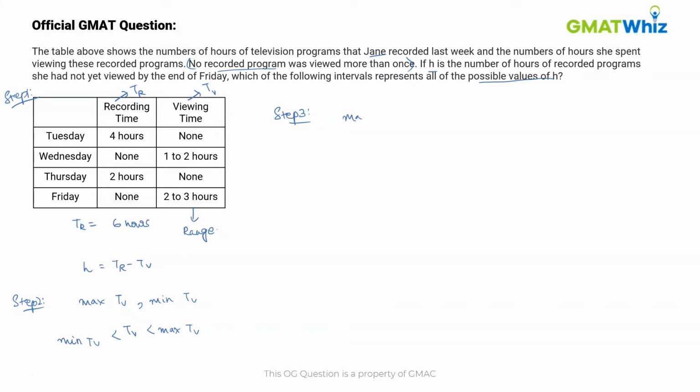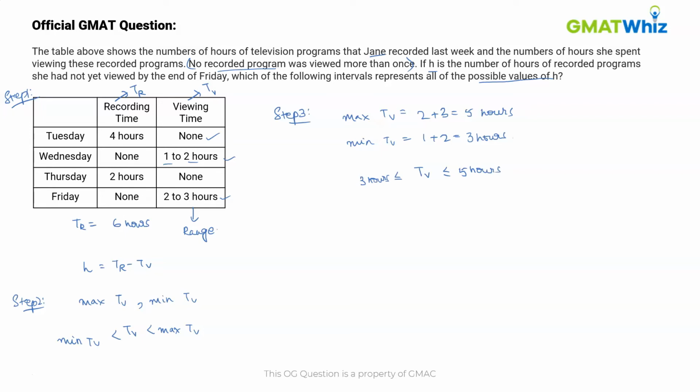So the maximum value of TV will be equal to, on Tuesday Jane did not view any program, and on Wednesday the maximum of this is equal to 2 hours. And on Friday again the maximum viewing time is equal to 3 hours. So the maximum value of TV will be equal to 2 plus 3, which is 5 hours. Similarly, when we calculate the minimum value, it will be the sum of 1 plus 2, which is 3 hours. Then we know that the range of TV, or the total viewing time, will be within 3 hours and 5 hours.